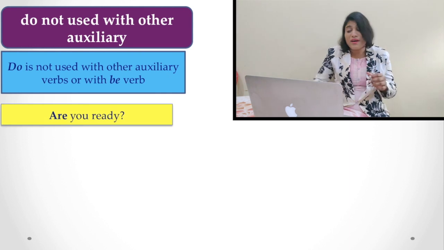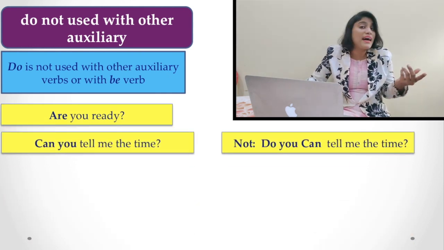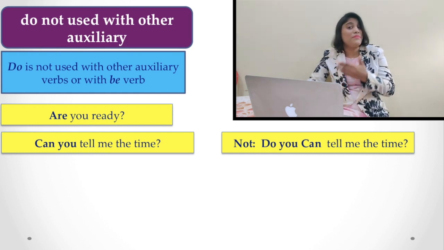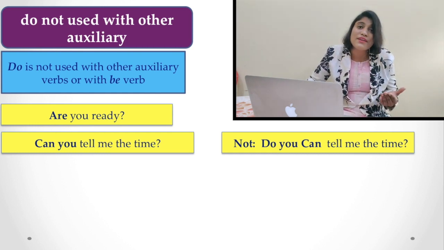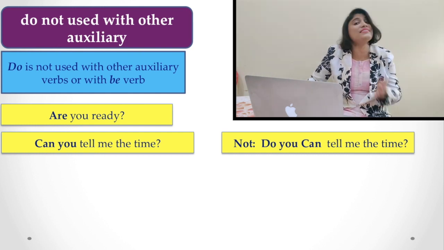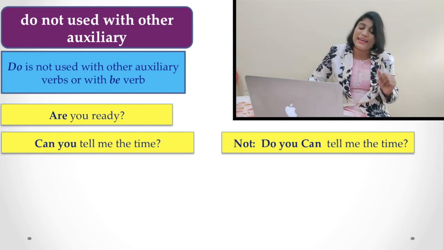Again, can you tell me the time? You do not say, do you can tell me the time? Here, can itself is an auxiliary verb. When there is an auxiliary verb present in a sentence, you do not use do in that case.